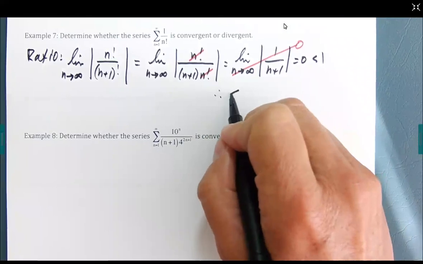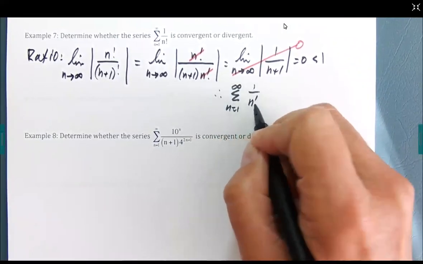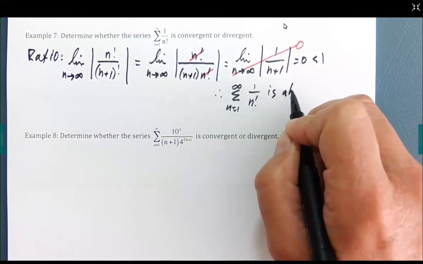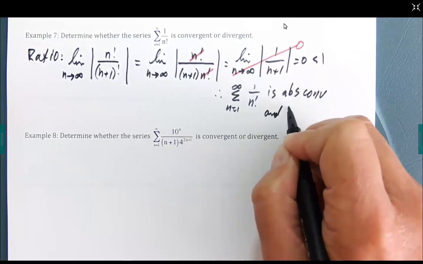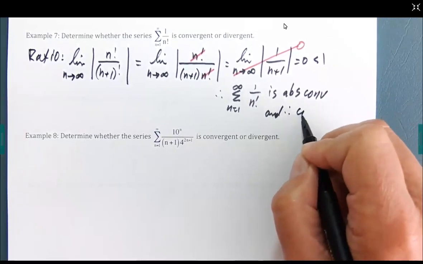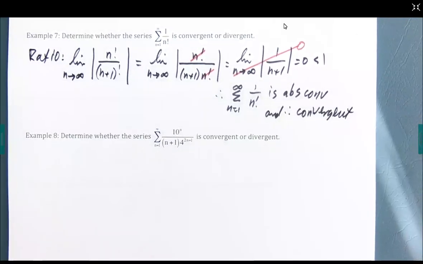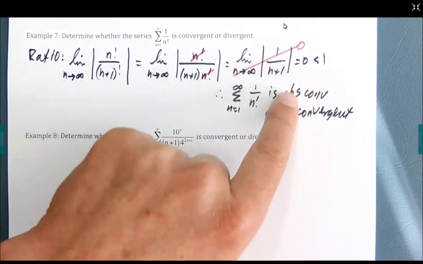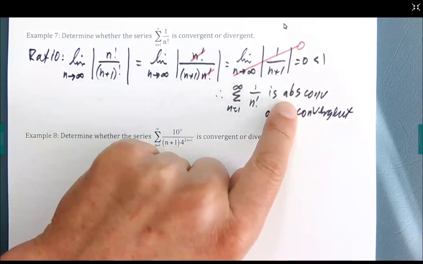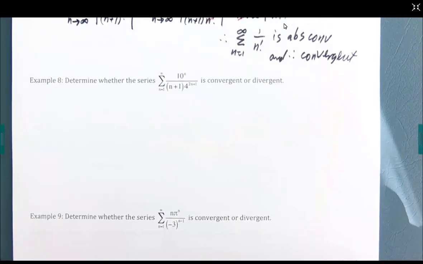So our conclusion is that this is absolutely convergent, therefore convergent. By theorem, right? So the first theorem says that if this is less than 1, then it's going to be absolutely convergent. And the other theorem that we had says if it's absolutely convergent, then it's convergent. All right, we've got a couple more we're going to do.